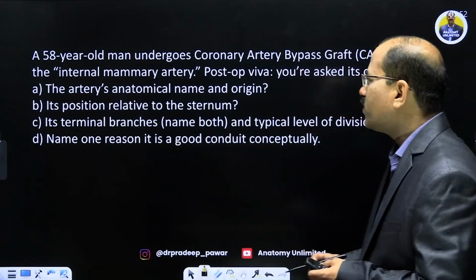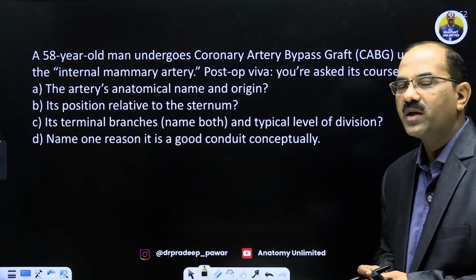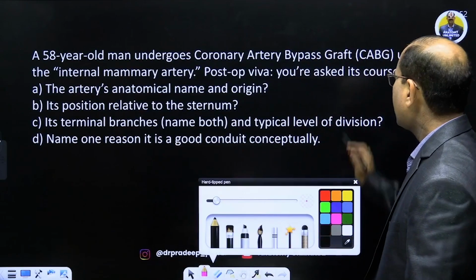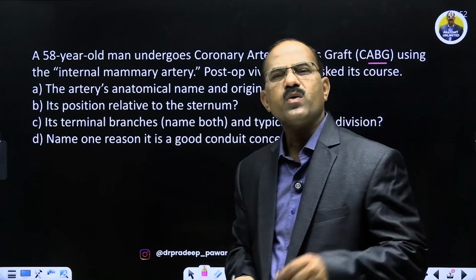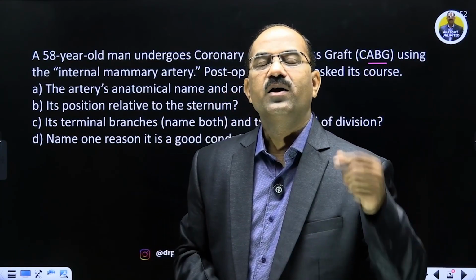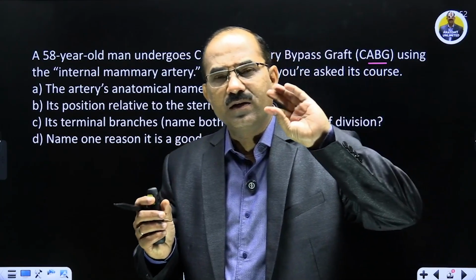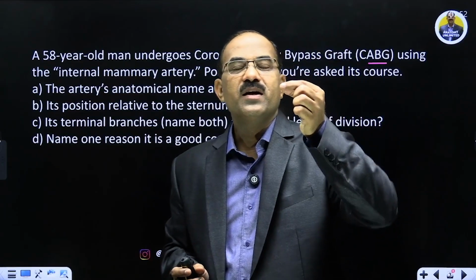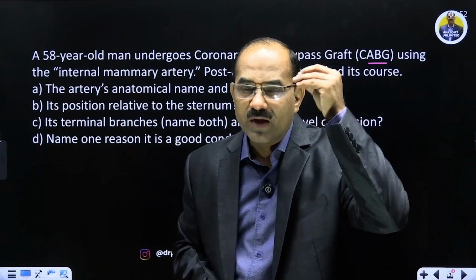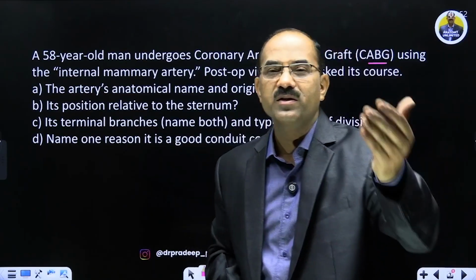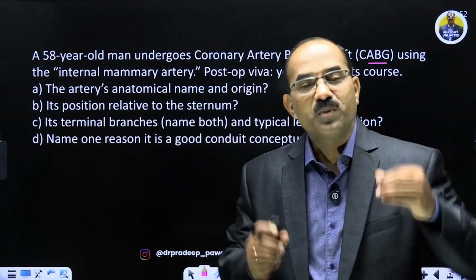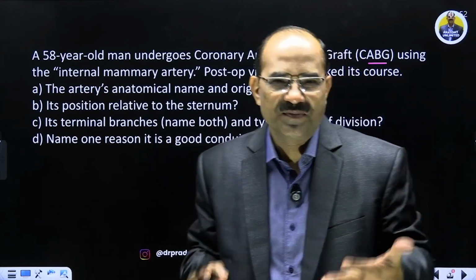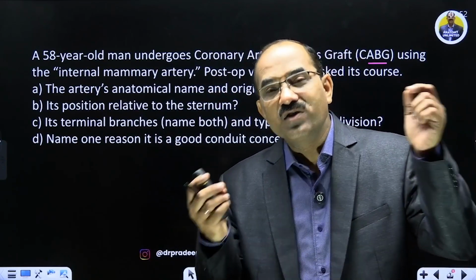A 58 years old man undergoes a coronary artery bypass graft. That is what is known as CABG, coronary artery bypass graft. What is that for? If a coronary artery is diseased by atherosclerosis and the lumen becomes very small, the amount of blood which goes to the heart, to that particular chamber or wall, becomes less. So the person starts to get symptoms, dyspnea on exertion, like breathlessness on exerting. This is what we call angina pectoris.